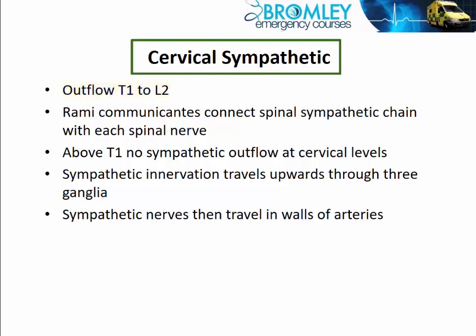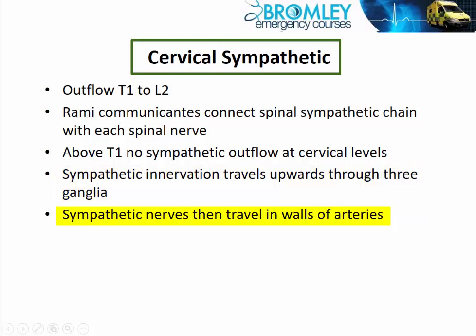T1 to L2, and on each side there are these rami communicantes which communicate between the spinal nerve and a small ganglion at each level, and those ganglia communicate up and down the spine with each other. Above the T1 level there's no outflow from the cervical cord, but the uppermost ganglion at T1 communicates further up with 3 ganglia in the neck. The lowest one is called the stellate ganglion, and then there are 2 others, and we'll look at those in a diagram in a moment.